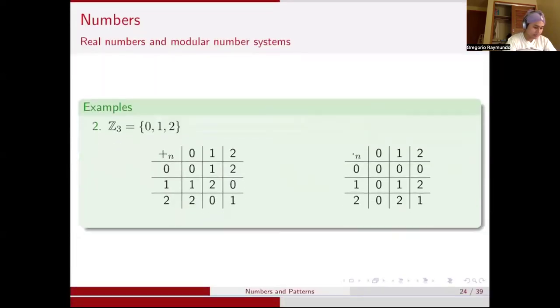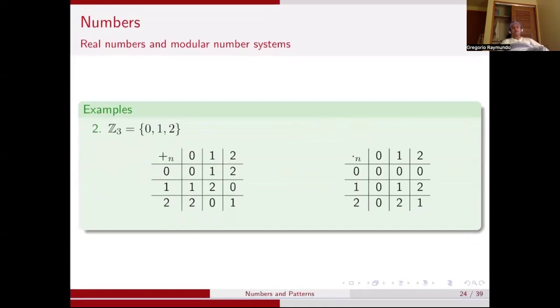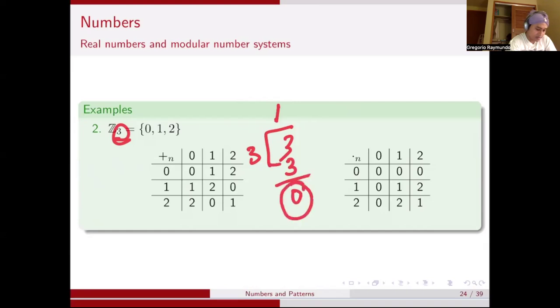Let's look at another example, Z3. Z3, may laman siyang 0, 1, 2. So 0 plus 0, 0. 0 plus 1, 1. 0 plus 2, 2. 1 plus 0, 1. 1 plus 1, 2. 1 plus 2, 0. Bakit 0? 1 plus 2 is equal to 3. 3 divided by 3 is 1. 1 times 3, 3. 3 minus 3, 0. So 0 yung remainder.